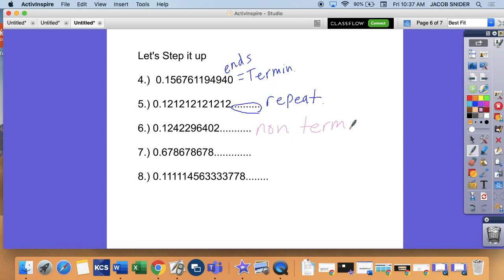Non-terminating, non-repeating. Now the next one, just by looking at it, same thing. I got the dot, dot, dot. So I know it's going to be either repeating or non-terminating. But when I look at it, what do I have? 0.678, 678, 678. Once again, repeating. And then lastly, I got 0.111114563333778. What do you think? Non-terminating.